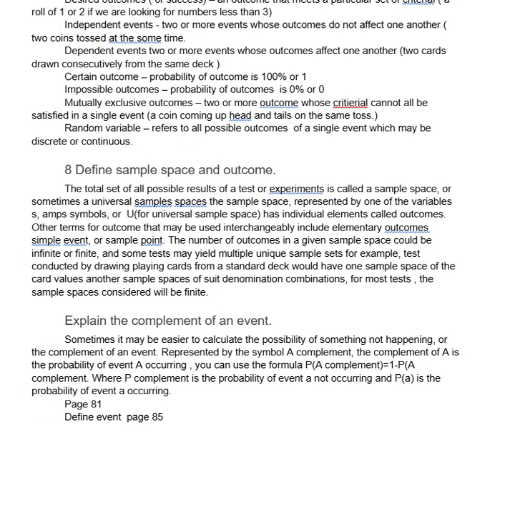Define sample space and outcome. The total set of all possible results of a test or experiment is called the sample space, or sometimes a universal sample space. The sample space is represented by one of the variables S, the symbol omega, or capital U for universal sample spaces, and has individual elements called outcomes. Other terms for outcomes that may be used interchangeably include elementary outcomes, simple events, simple points, or the result.